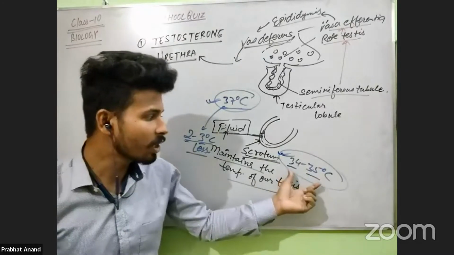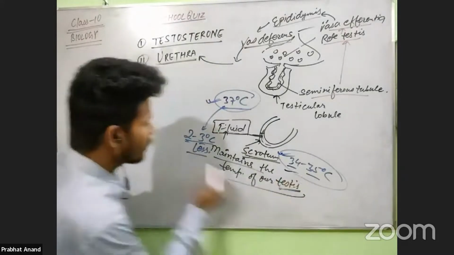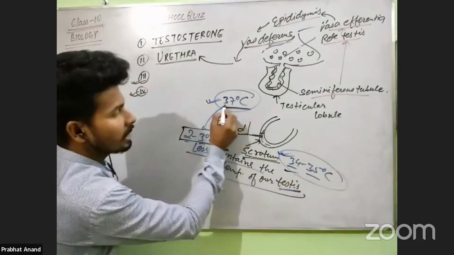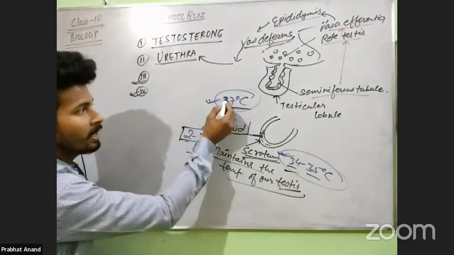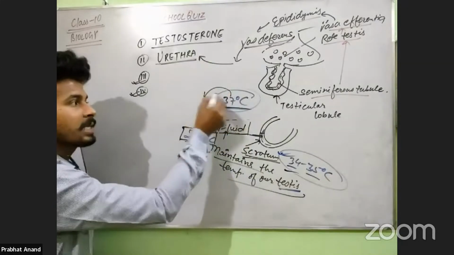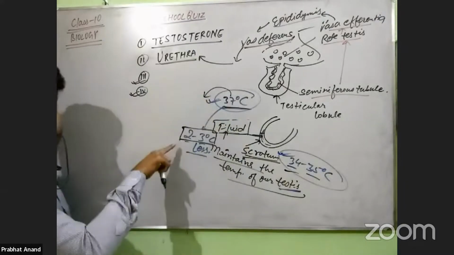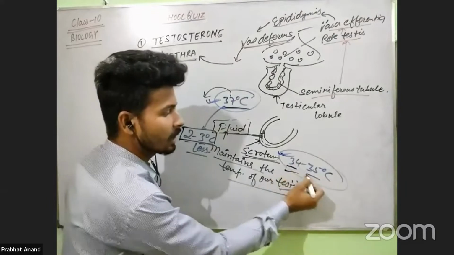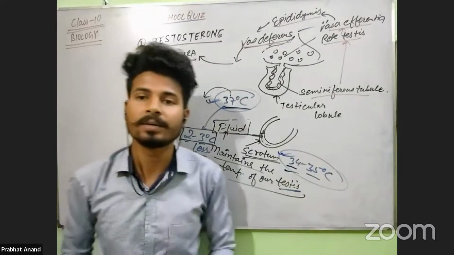So please keep these things in mind, or rather keep this in mind: our normal body temperature is 37 degrees Celsius, and in the testis the temperature will be 2 to 3 degrees Celsius less than the body temperature, and automatically this comes to 34 to 35 degrees Celsius. Right? Everyone got it?